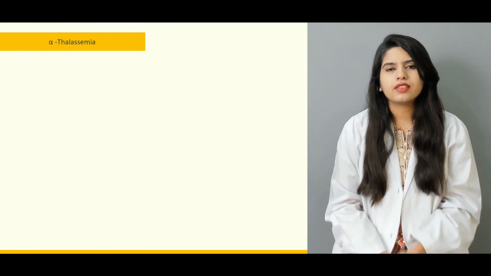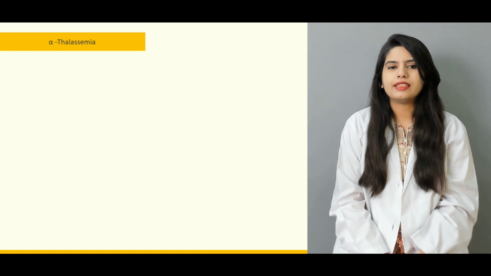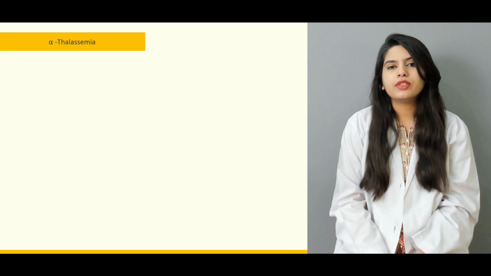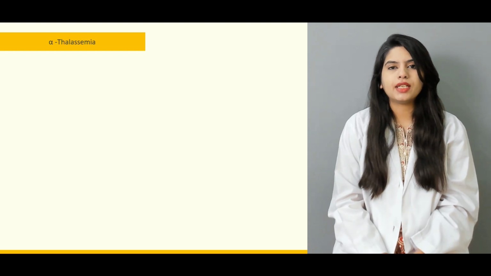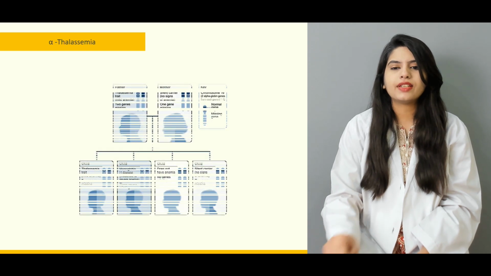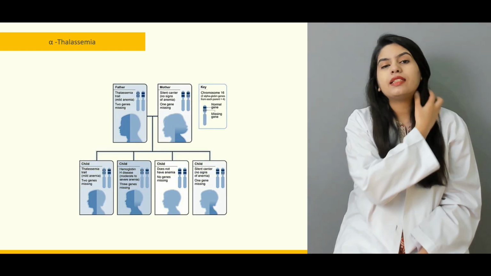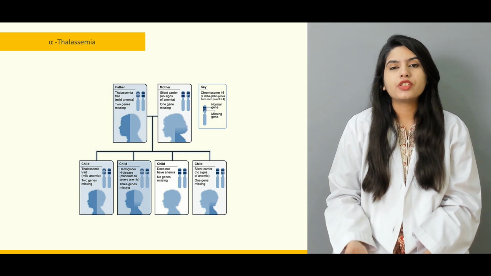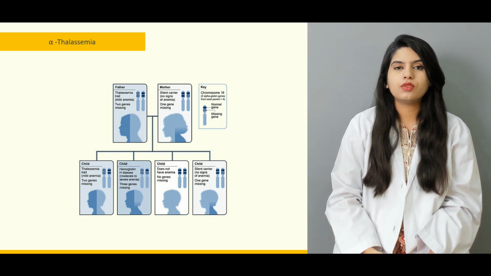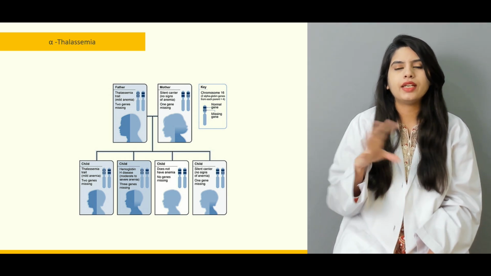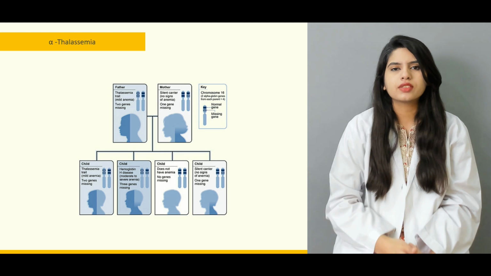Now we have discussed a lot about beta thalassemia, and let's talk about another type of thalassemia, that is alpha thalassemia. Now, what is alpha thalassemia? Alpha thalassemia is basically when there is a deficiency in alpha genes. You know that normal hemoglobin is composed of alpha and beta genes or non-alpha genes.